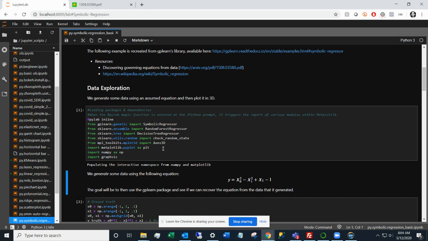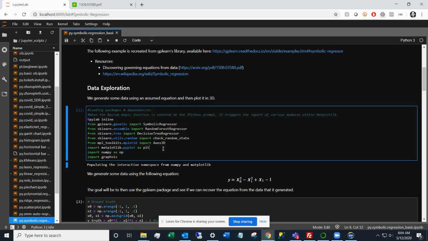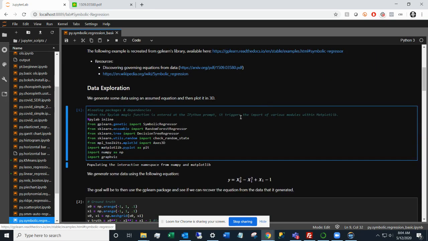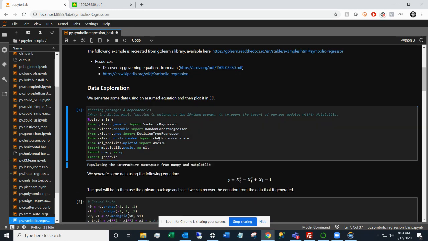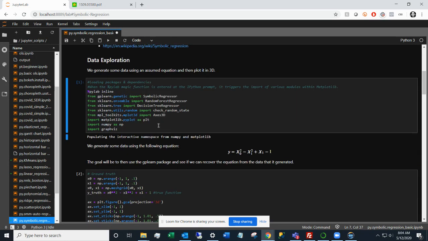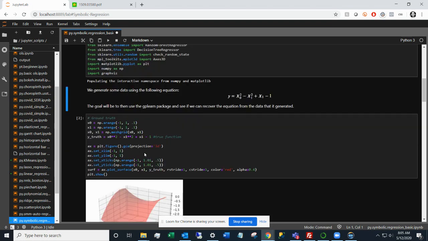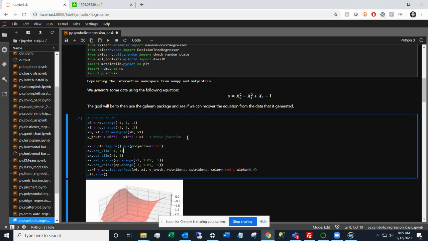So the first thing we do is we load some dependencies. I'm not going to go through all the different things. This is extracted from a library called GPLearn. So this whole example is a representation of that, and I have the link here. And so let's go through it. We first load some of our dependencies, loading the GPLearn package called SymbolicRegressor here. And in the next step, we are generating some data.